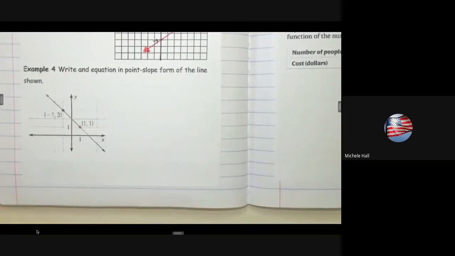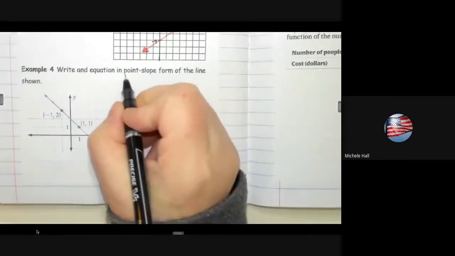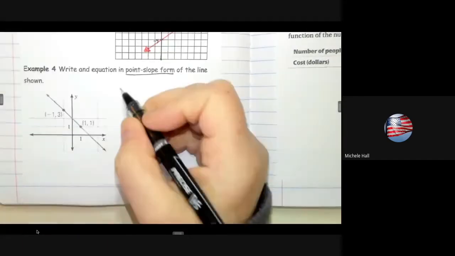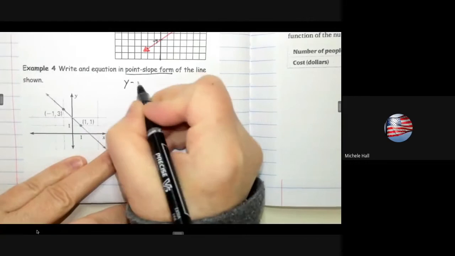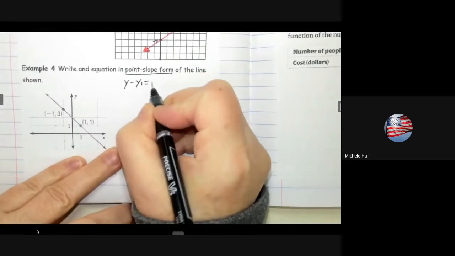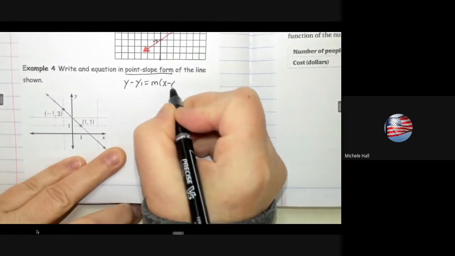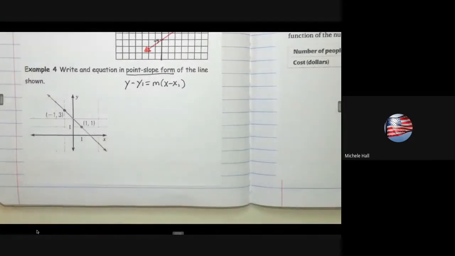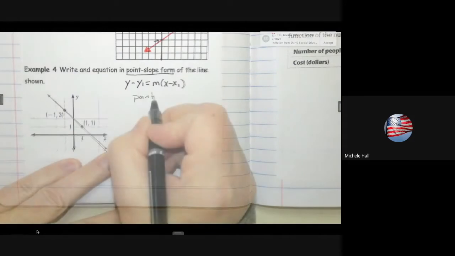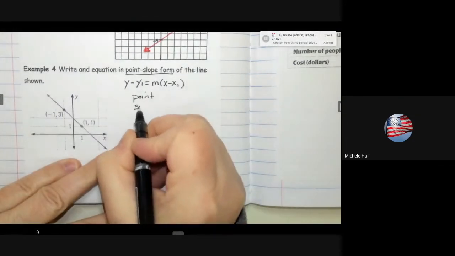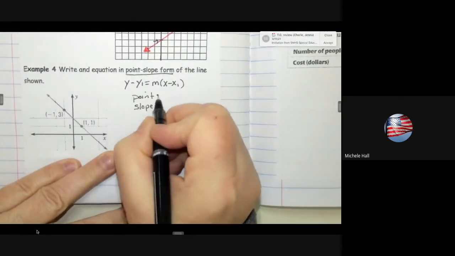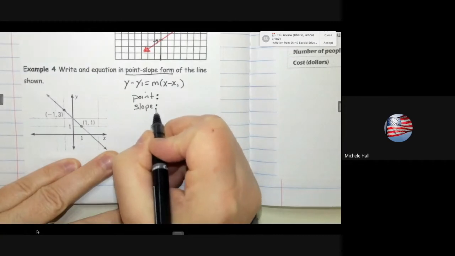Example 4, write an equation in point slope form. So here they're telling you what to write, an equation in point slope form. So that means we have y minus y1 equals my slope times x minus x1. They've told you exactly what form that they want it to be in. So all I need is a point and a slope, and I can write my equation.